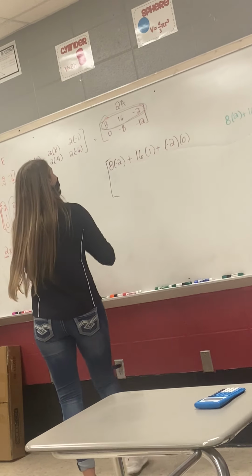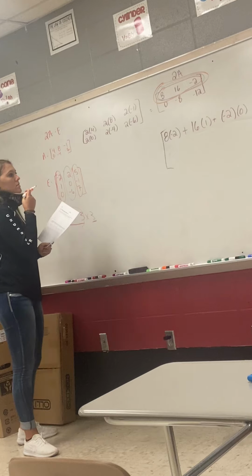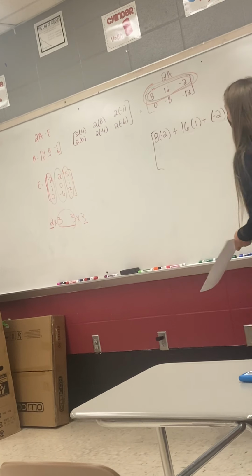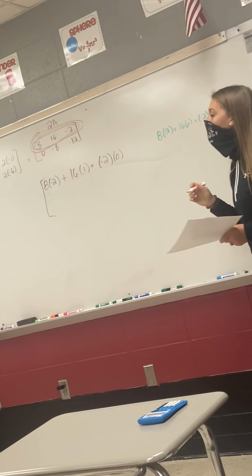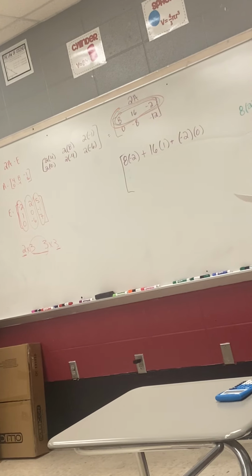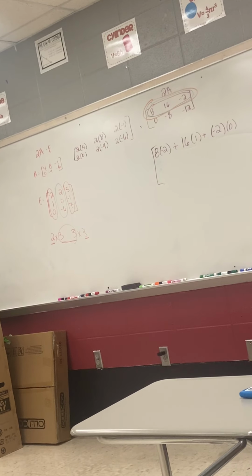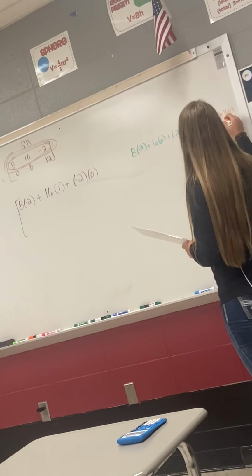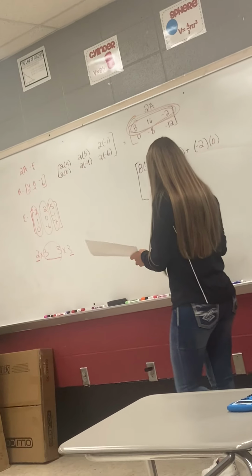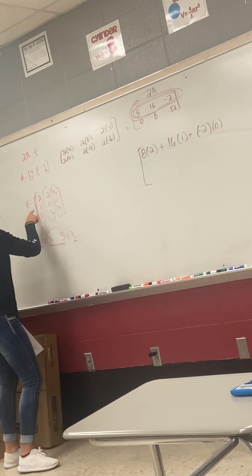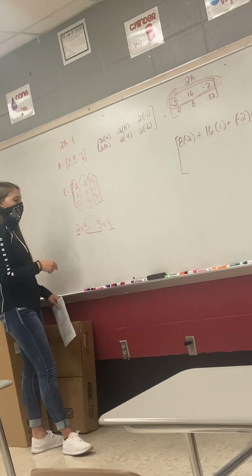And then finally, we're going to do this one more time times this last section. So we're going to have 8 times 5 plus 16 times negative 1 plus negative 2 and 7. Okay? Now that we did this one by every single column here, we're going to do this row by every single column.